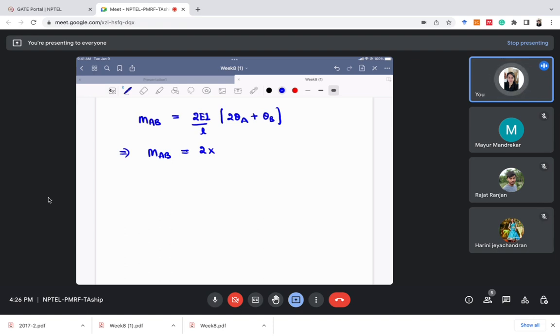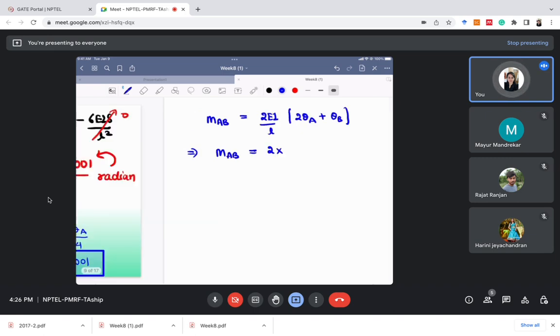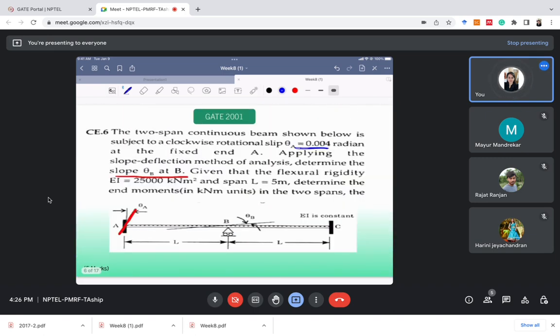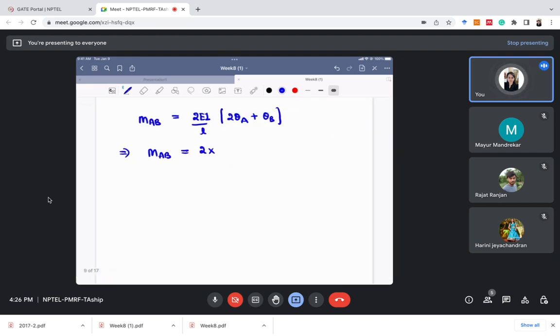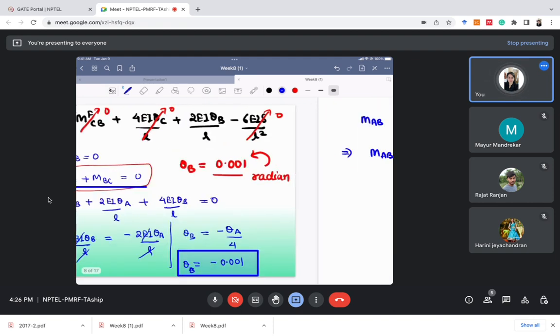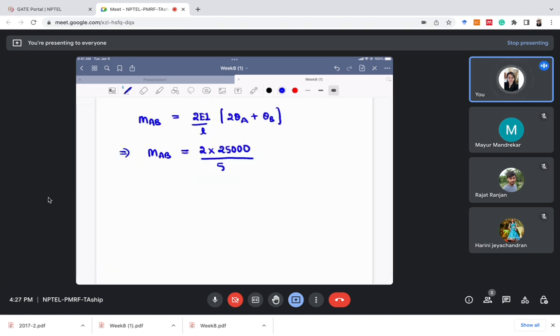Okay, so in this case the value of EI is given to us. EI is 25,000 kilonewton meter square. Since EI is given in kilonewton and meter, let's take everything in kilonewton and meter. So for this question I'll take everything in kilonewton and meter. Length I'll take in meter, and length was given as 5 meter. So I'll put 5 here.